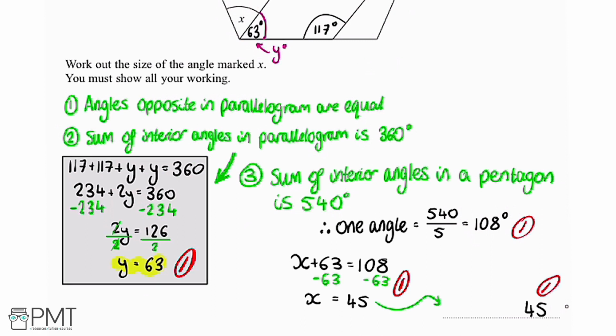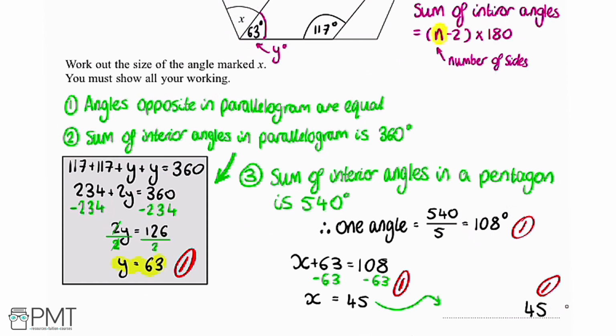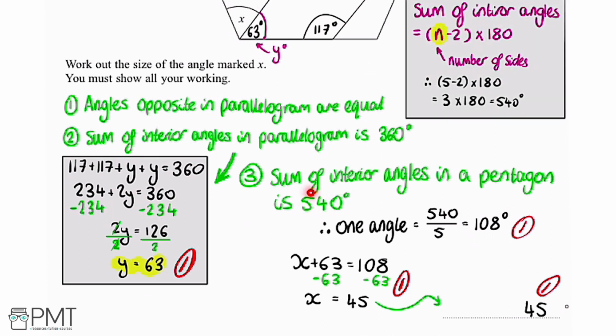I'm just quickly going to jump back and clarify something from earlier. You might just know that the sum of interior angles in a pentagon is 540 degrees, but if you don't, what we can do, and this will work for any polygon, is that the sum of the interior angles equals n minus 2 multiplied by 180, where n is the number of sides. So in our case, for our pentagon, we're going to have 5 minus 2 multiplied by 180, which is 3 multiplied by 180, which is 540. So you might already know that the sum is 540, but if you don't, don't panic, and you can use this to work it out.